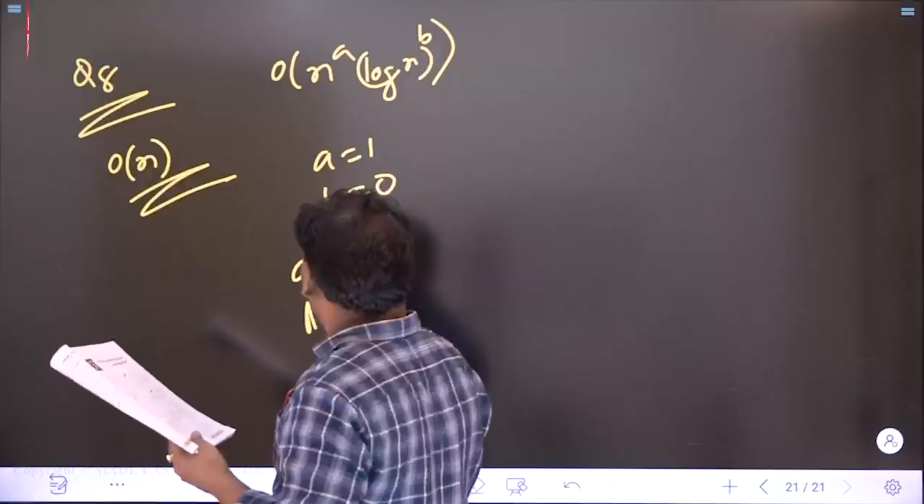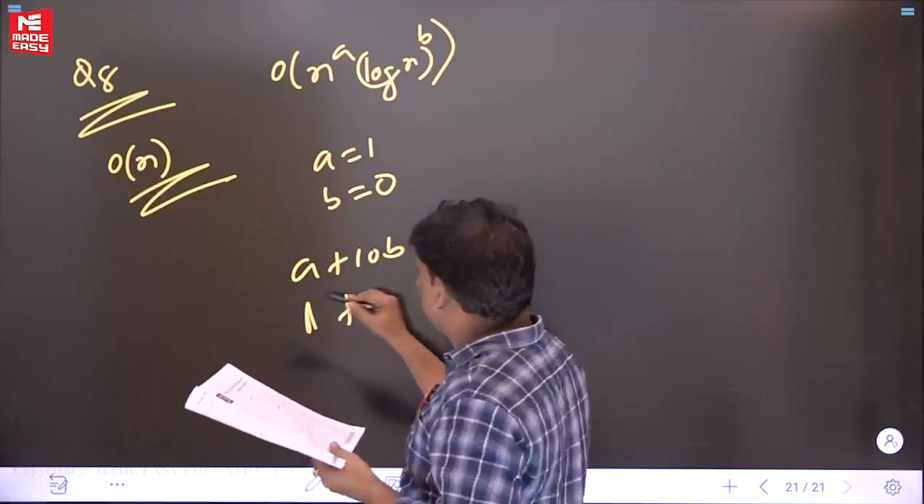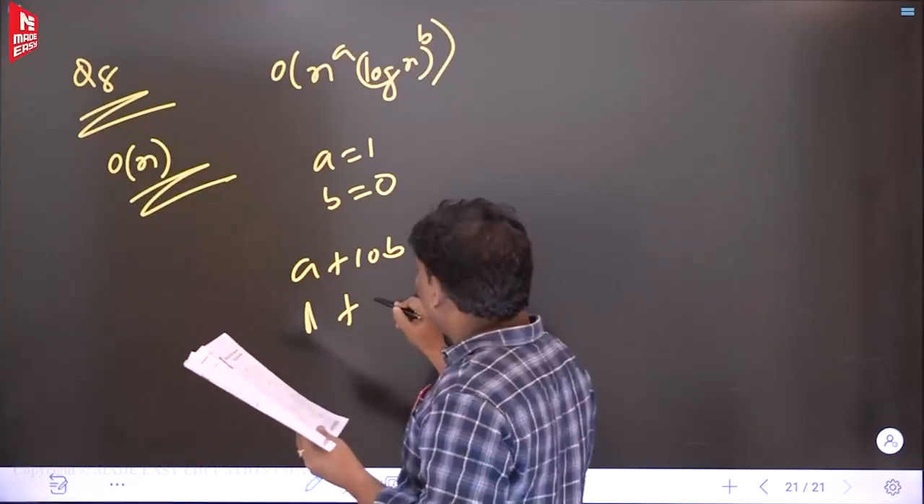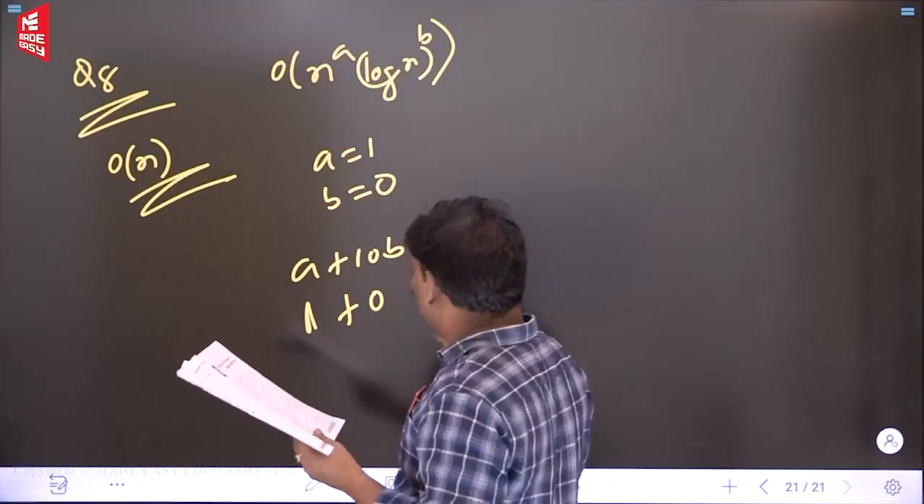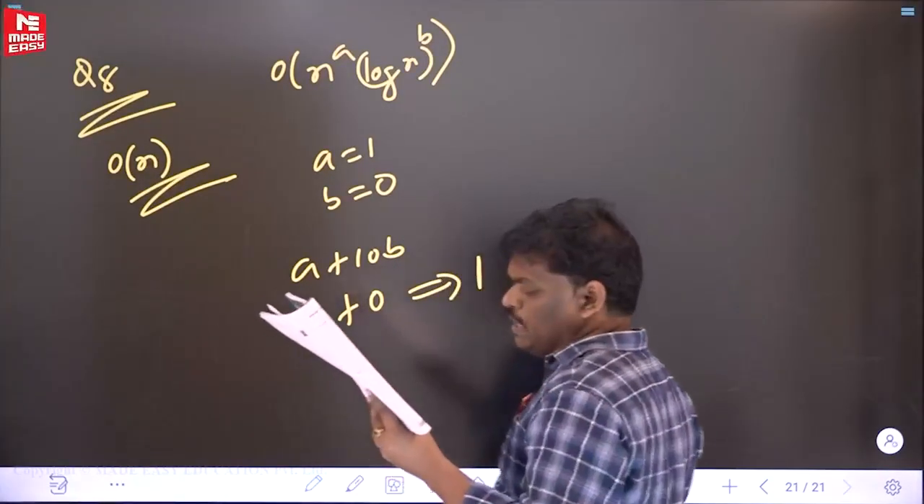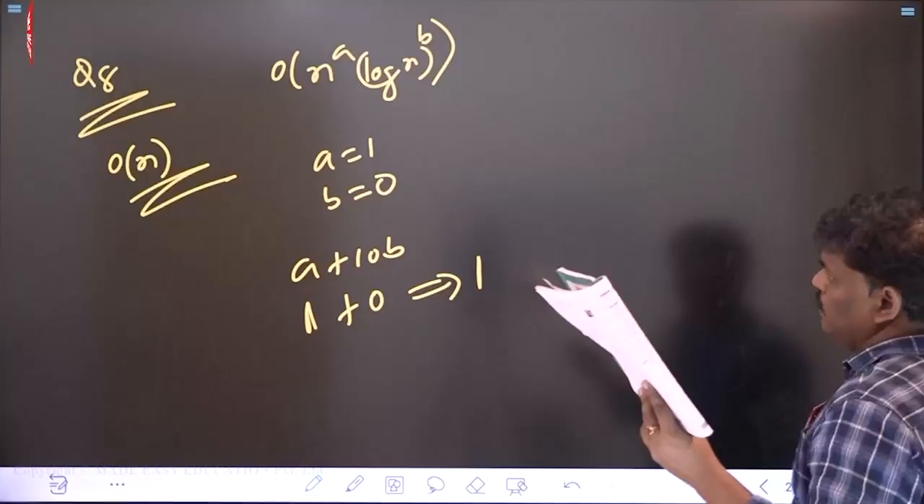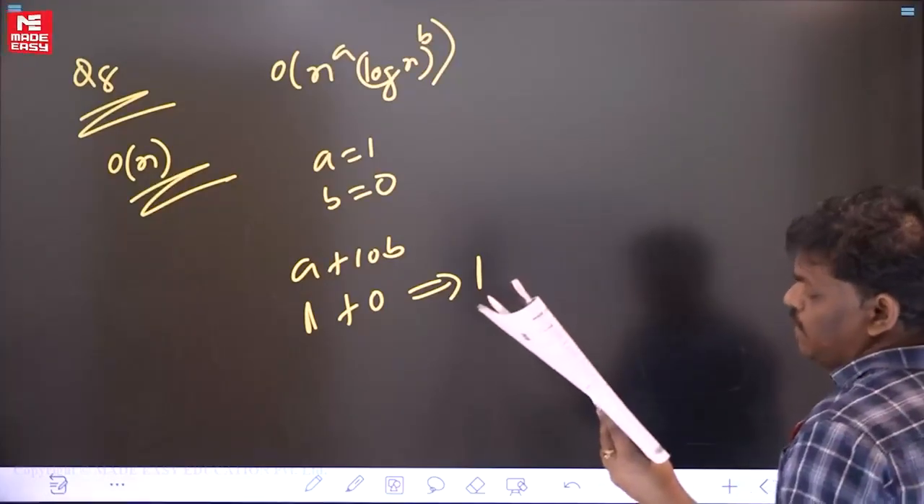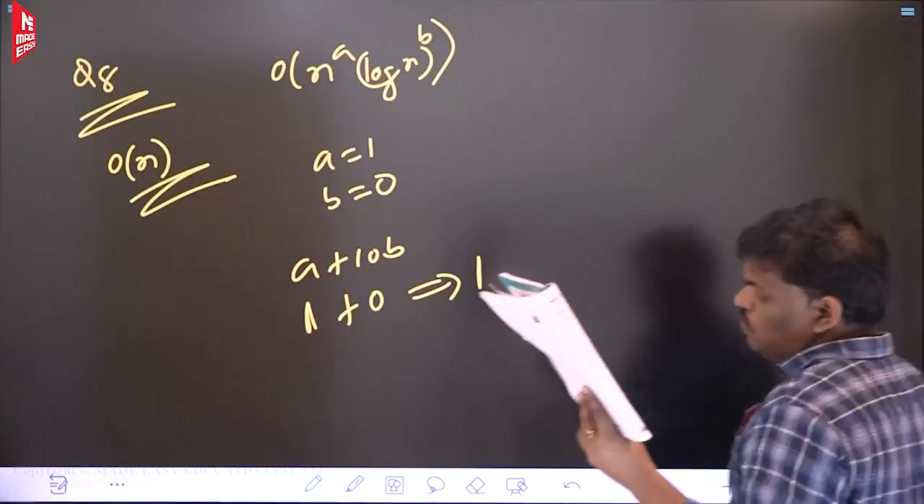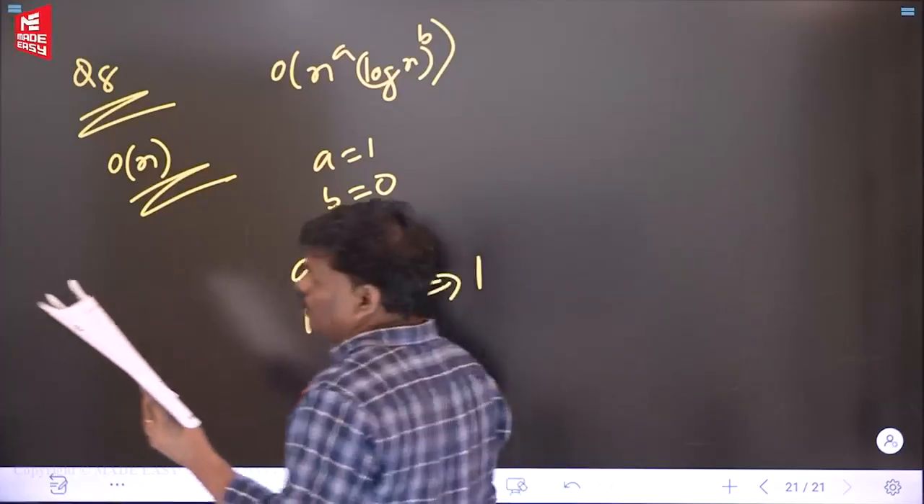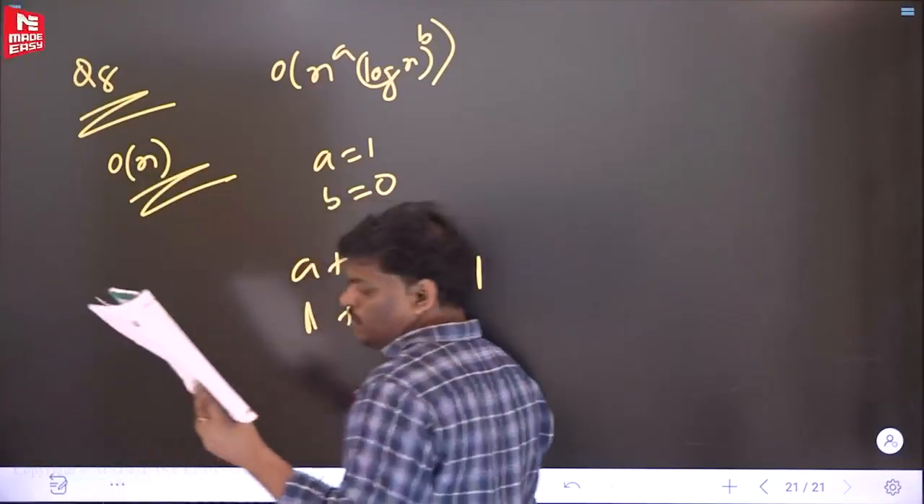So finally, what is the value of a plus 10b? A is 1. 10b, what is the b? B is going to be 0. So finally 1. Check properly. A plus 10b: a is 1, b is 0. Finally the answer is 1. Question number 8, answer is n.